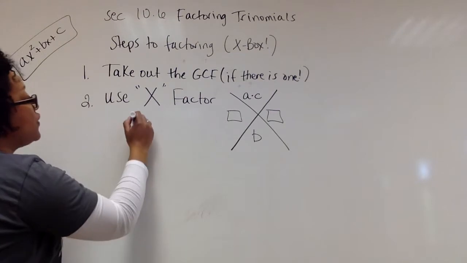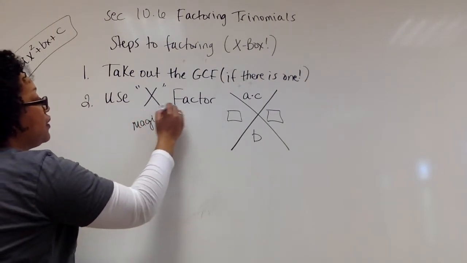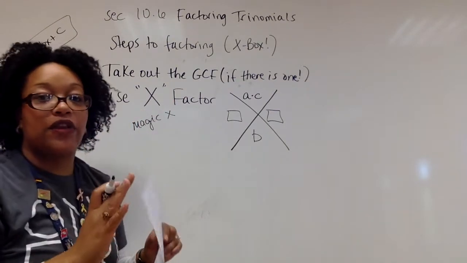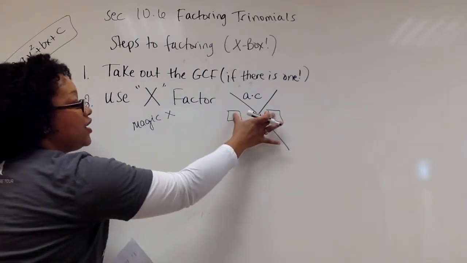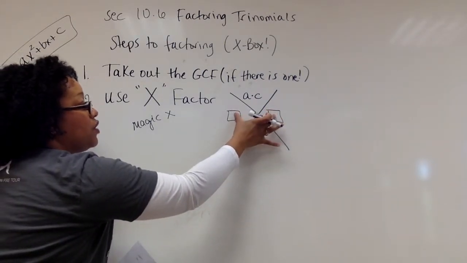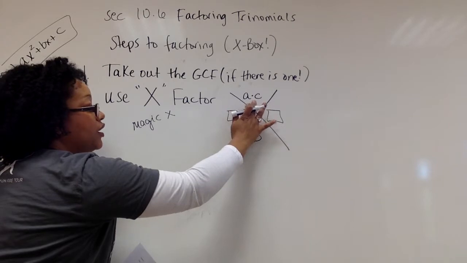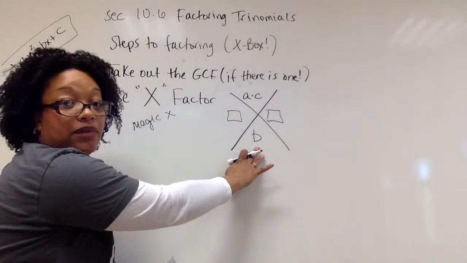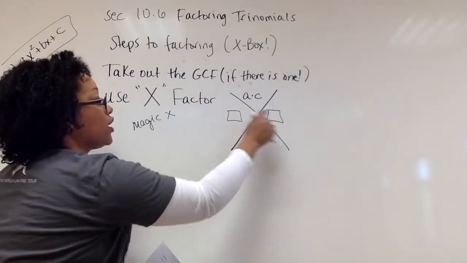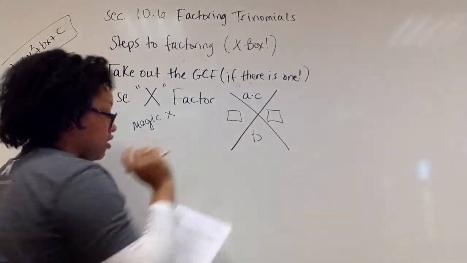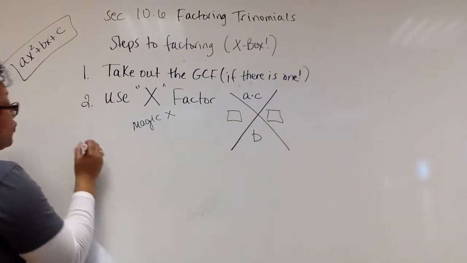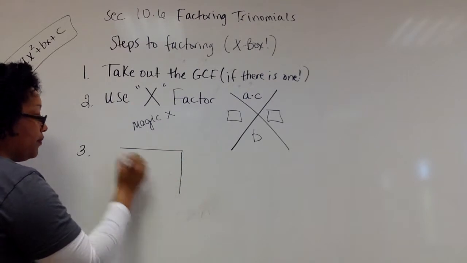A lot of people call this the magic X, okay? Because it's kind of like a play on the numbers. So whatever we find out here, these two numbers, when you multiply them, they'll give you the top number. When you add them or subtract them, they'll give you the bottom number. So that's the first thing you do, is figure out what these two missing pieces are. That's step two.